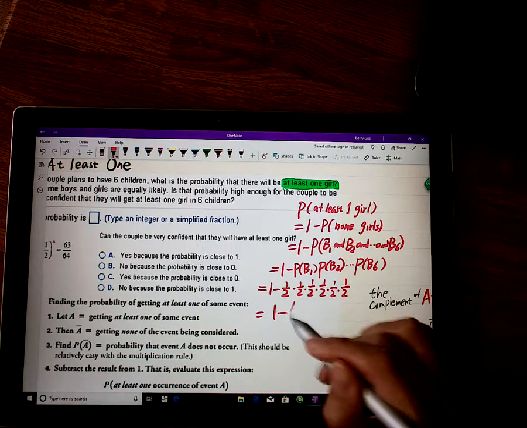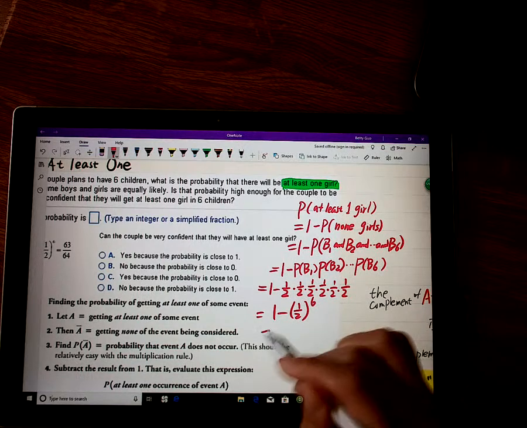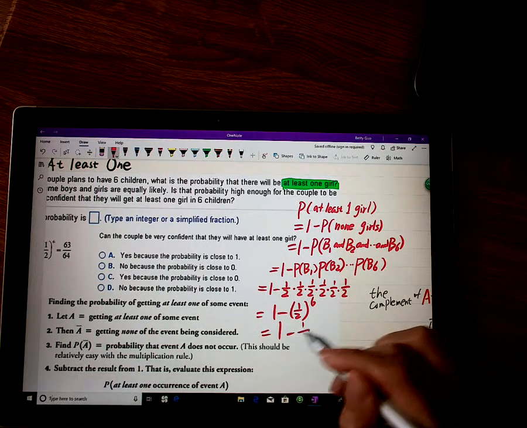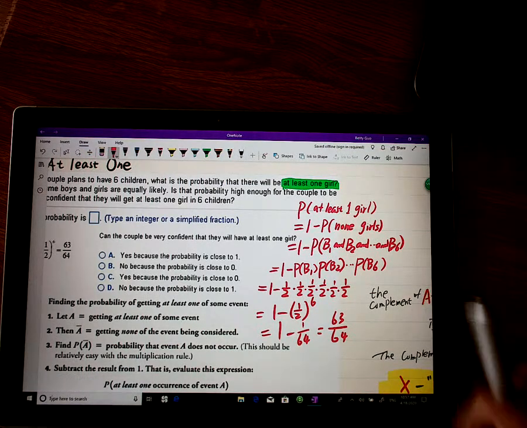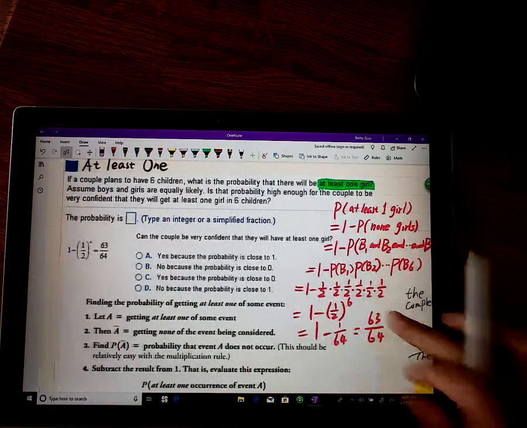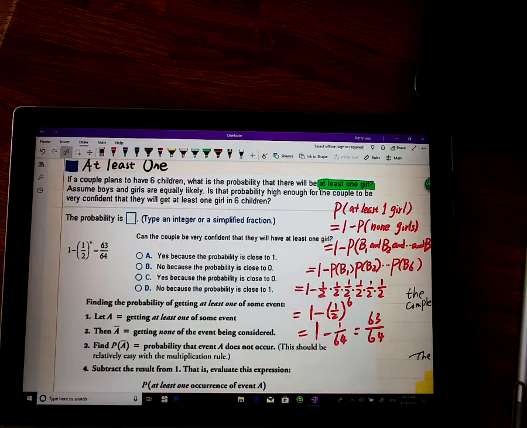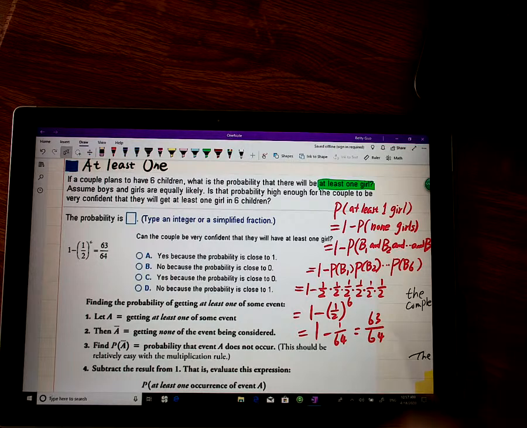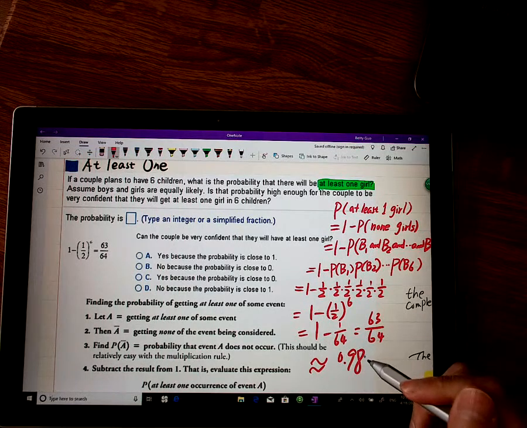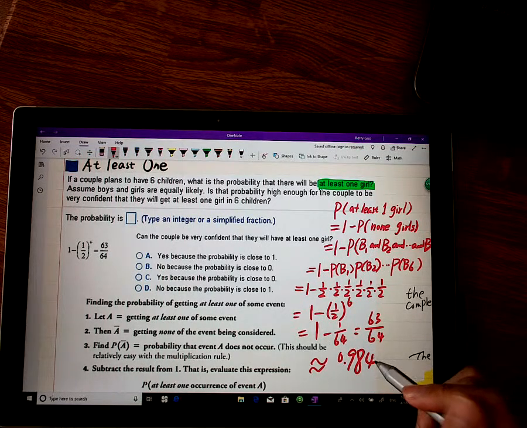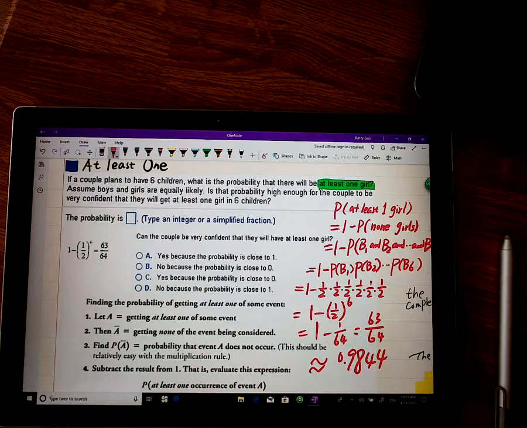So that is 1 minus half to the power of 6. That is 1 minus 1 over 64. That gives us 63 over 64. It's a very high chance. If you express the fraction as a decimal, 63 divided by 64 is approximately equal to 0.984375, so 0.9844 if you keep 4 decimal places. Yeah, that's a very high chance.